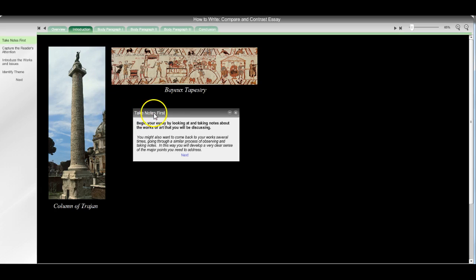Number 1, take notes first. Begin your essay by looking at and taking notes about the works of art that you will be discussing. You might also want to come back to your work several times, going through a similar process of observing and taking notes. In this way, you will develop a very clear sense of the major points you need to address. Next.